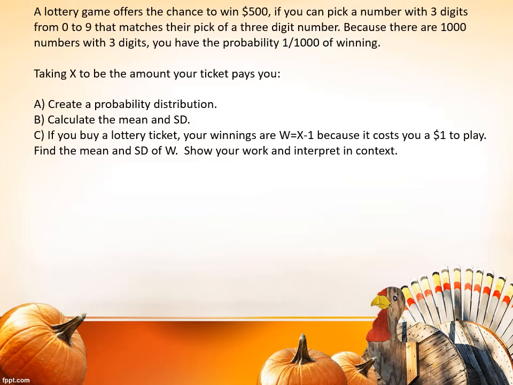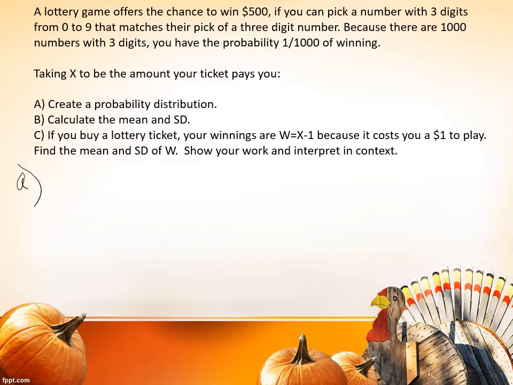A lottery game offers the chance to win $500 if you pick a 3-digit number, with digits from 0 to 9, that matches their pick of a 3-digit number. Because there are 1,000 numbers with 3 digits, you have a probability of 1 out of 1,000 of winning. We're going to take X to be the amount your ticket pays you. So the first step is to create a probability distribution.